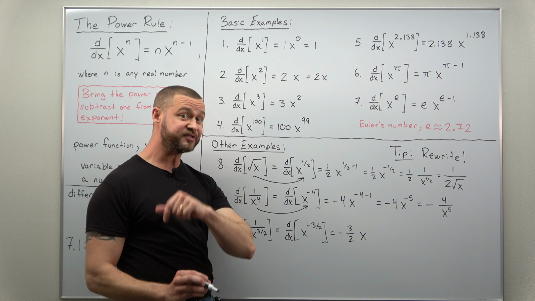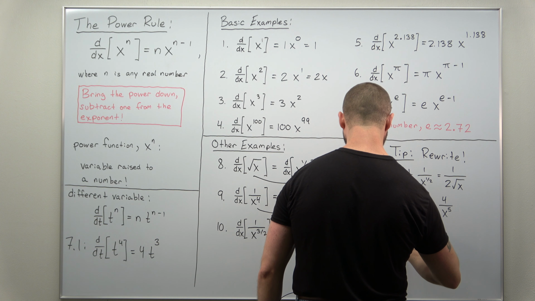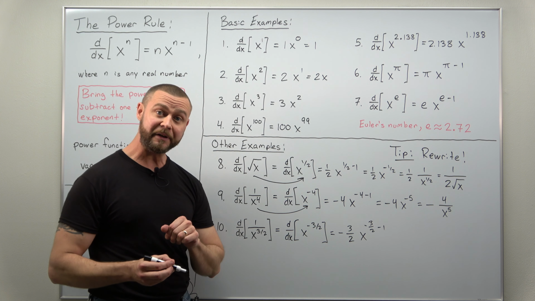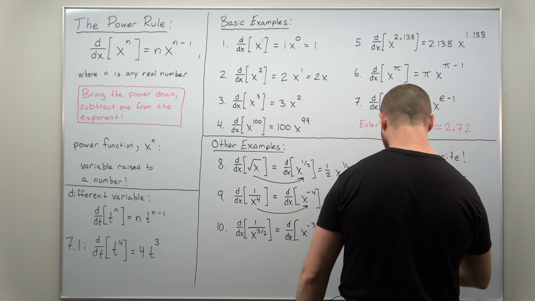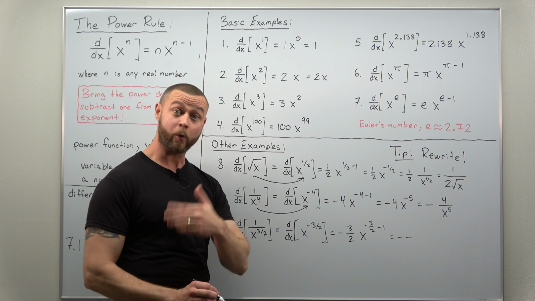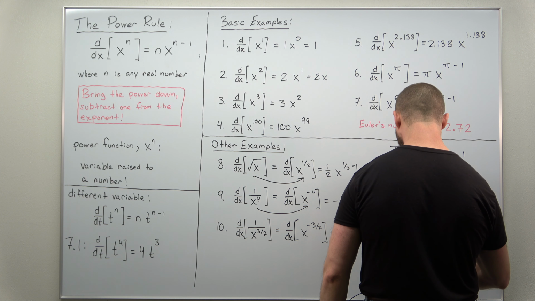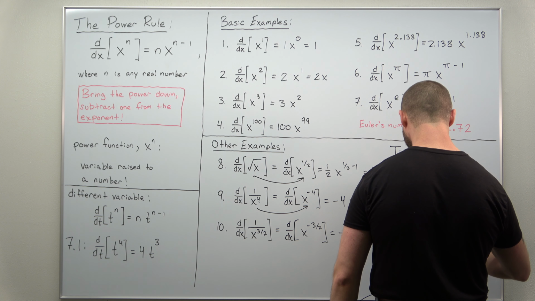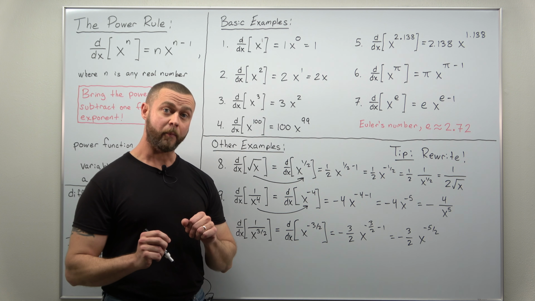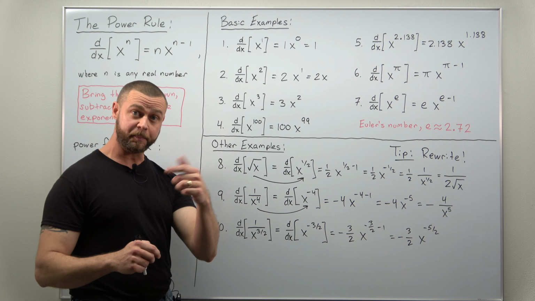A lot of students make a mistake here. We're going to have as our exponent negative 3/2 minus 1. And the calculation, get a common denominator, and you should be able to write that power now as x to the negative 5 over 2, or negative 5/2 power. So our derivative here, we have negative 3 over 2 times now x to the negative 5/2 power. And there we go.